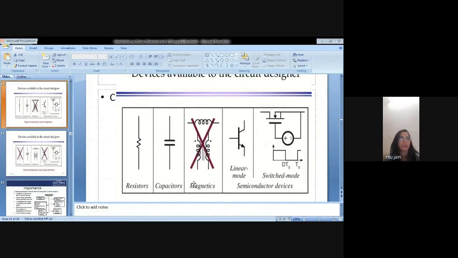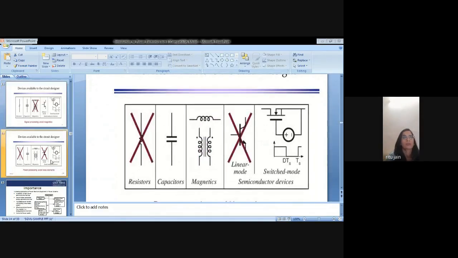Actually, these devices are used for signal processing. If you are using power electronic devices for signal processing, you have to ignore the magnetics. You can't use magnetics in signal processing.